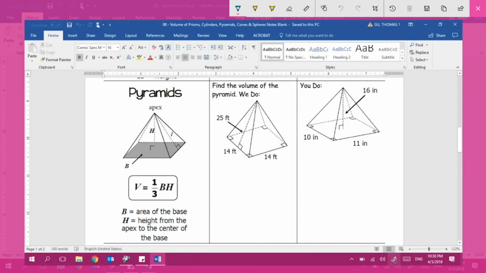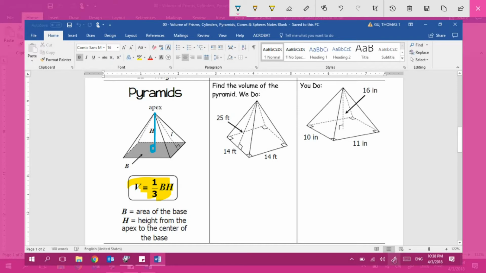Next up, pyramid. What is the formula right here? It's 1/3 of the area of the base times the height, which is from the apex to the center of the base. Apex to the center of the base means, check out our picture up here, from the very peak straight down, bam, hits at a 90-degree angle in the very center of the base.